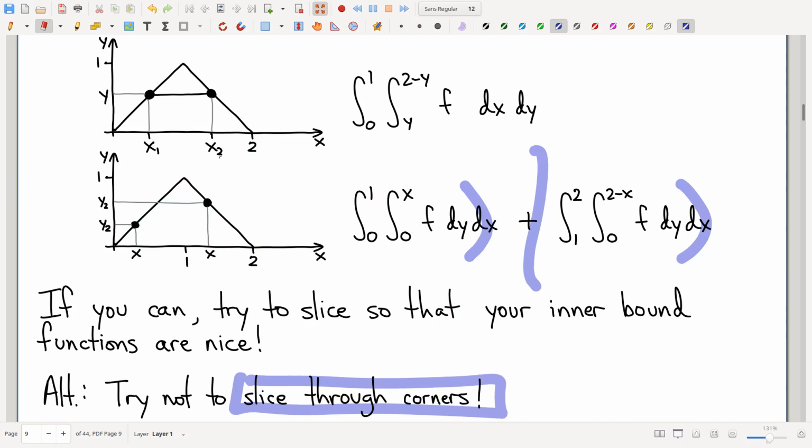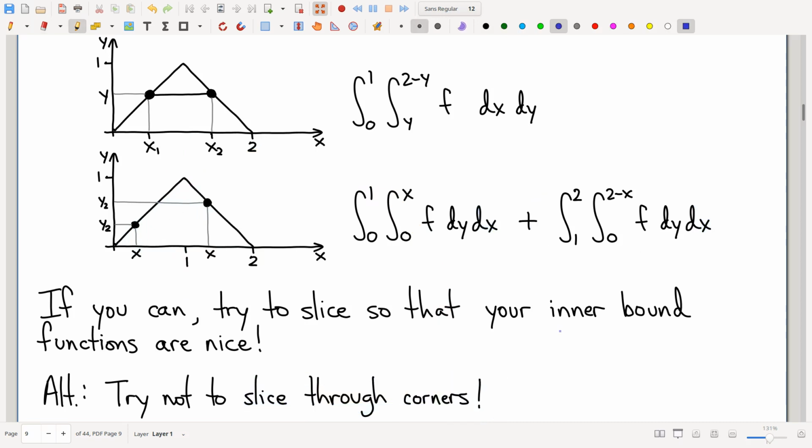Again, I'm not saying that you should never, ever, under any circumstances. Sometimes you can't avoid it. Sometimes, even though there's a cost to pay, there are other advantages to doing it in a particular order, whatever. I grant that there is no one size fits all. But good rule of thumb, try not to slice through corners.